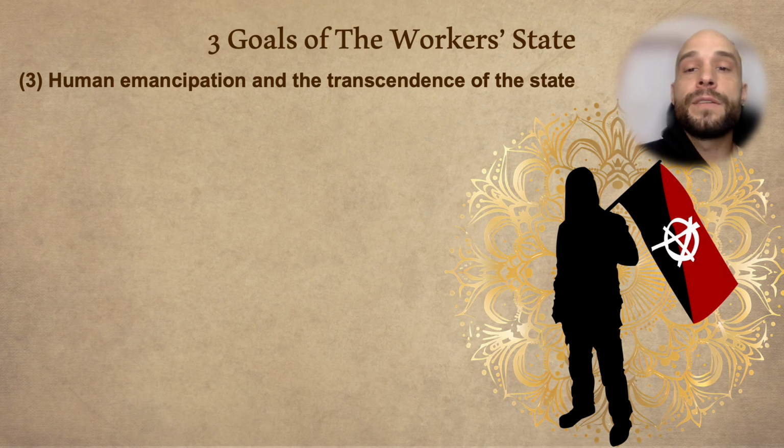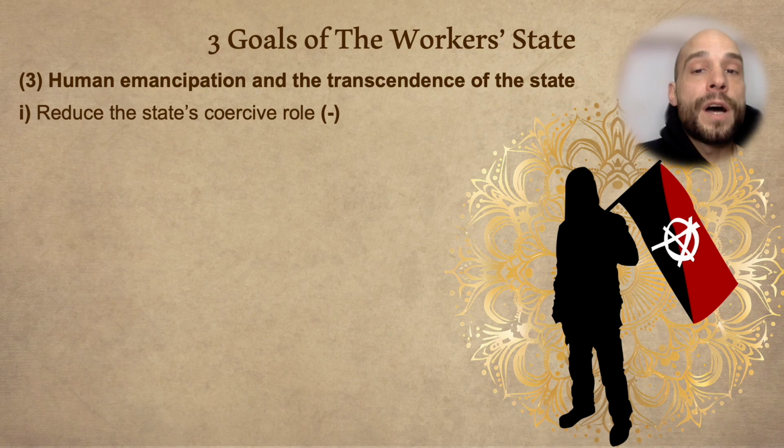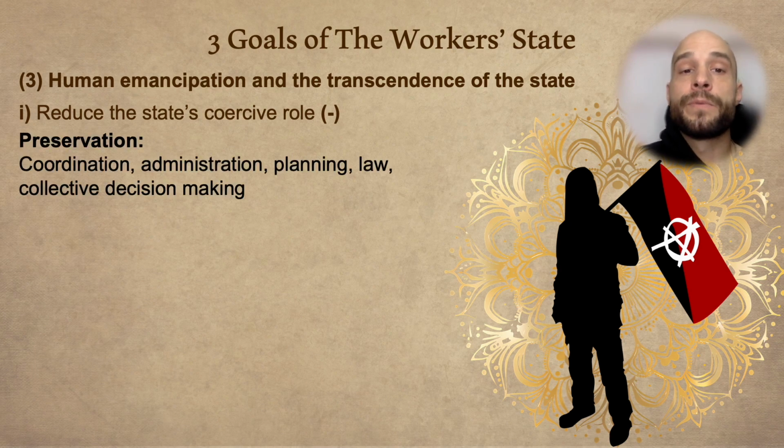Once again, this unfolds through a negative and a positive moment structured by Aufhebung, preserving what is necessary for collective life while transcending domination. First, the negative moment: dissolving the state as a separate power over society. This moment is negative because it removes the state's coercive alien character. What's preserved is coordination. Large-scale societies still require administration, planning, law, and collective decision-making.